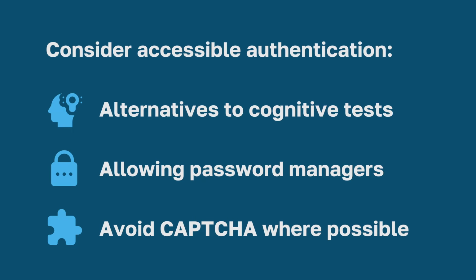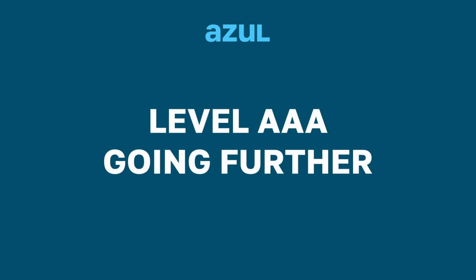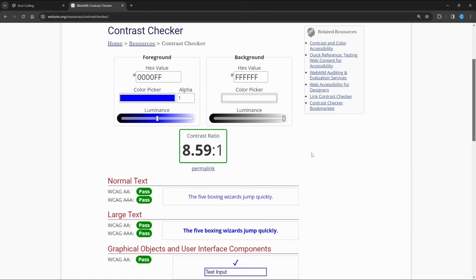If you're using CAPTCHA as a way to prevent bots from abusing your authentication service, you can look at alternatives such as rate limited access. Head over to page 23 of the checklist for some more alternatives. The last level goes even further. It's still worth a watch as it might be something you can easily implement.